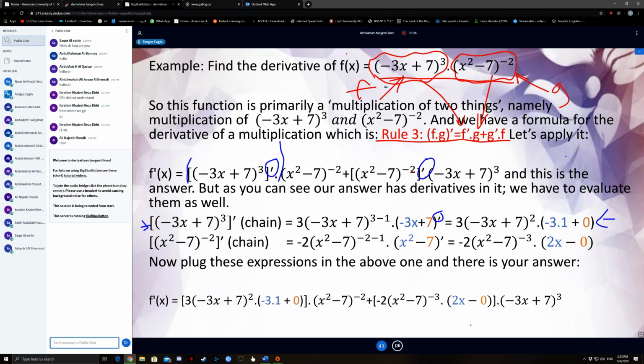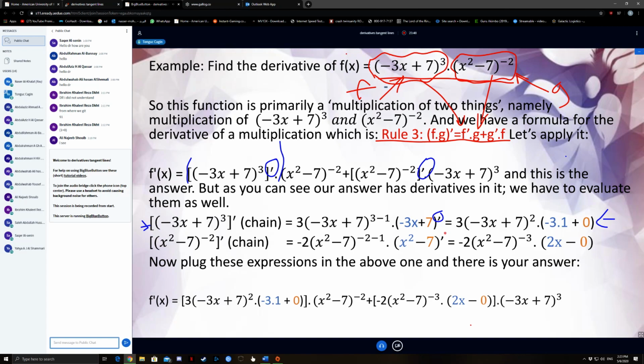X squared minus 7 to the power minus 2's derivative. And again, I will use the chain rule, which says power comes to the front, power minus 1. Leave inside the parentheses as it is. Don't touch it. But don't forget to multiply with the derivative of whatever you have inside the parentheses. And that is the answer.